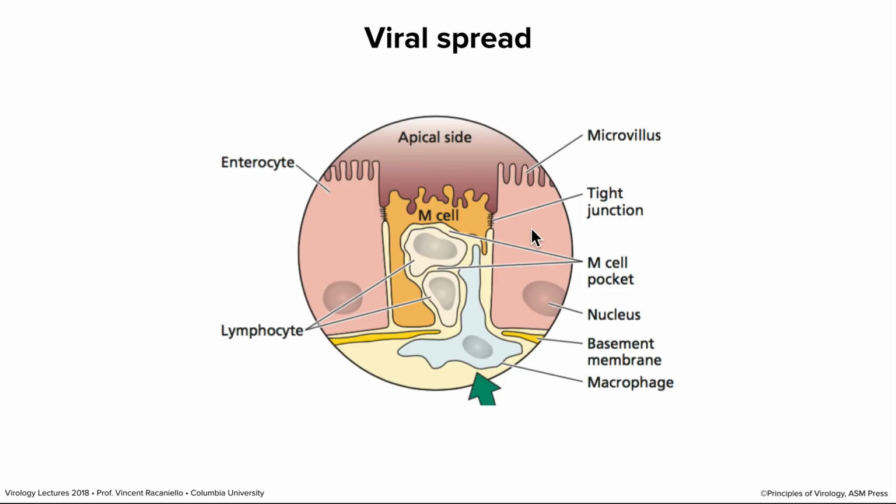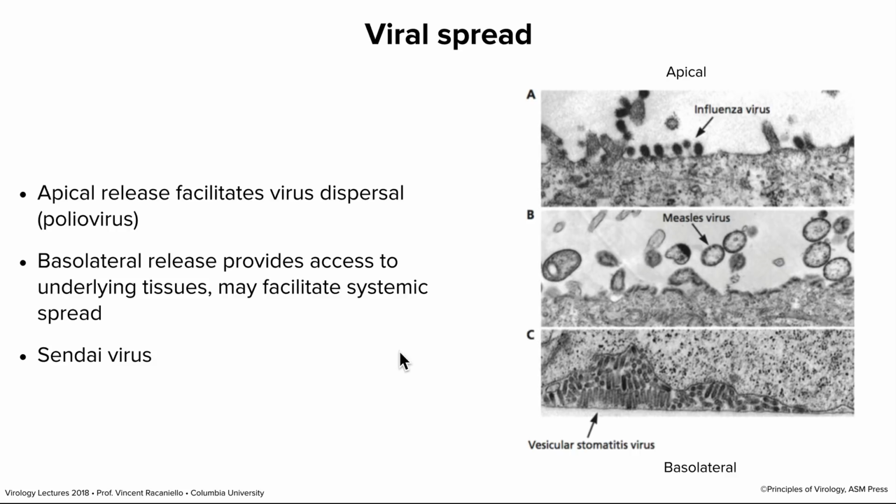These cells in the tract, the respiratory or the gastrointestinal tract, are polarized. They have apical and basolateral domains that are different, and some viruses are released from cells at one or the other site, or some are released from both. So here's an example of this. Here on the right are 3 electron micrographs. Atop is influenza virus budding from the apical domain of respiratory epithelium. So that's typical for influenza virus.